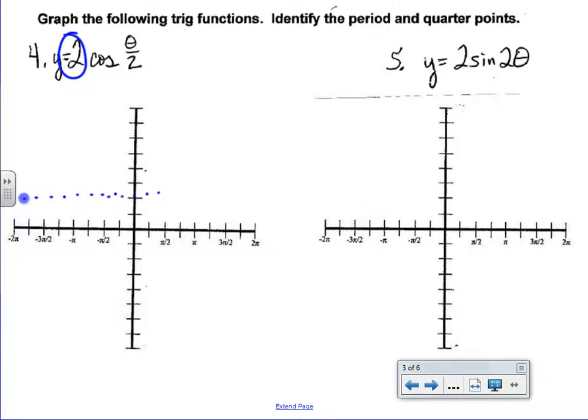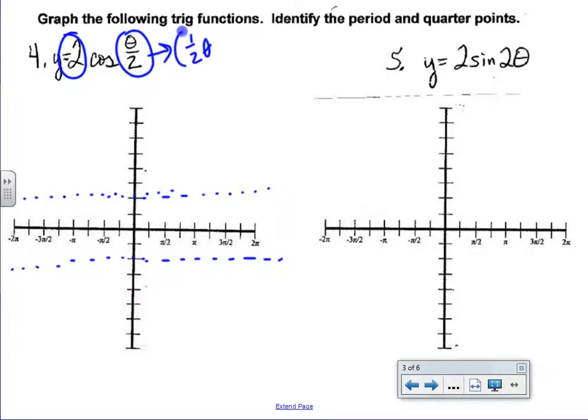And remember, if you're in charge of the axes, so if you want to label them something other than 1s, that's fine. Oh goodness, it's getting worse. Okay, pretend that was straight. The other thing I need to calculate is the period, because it's changed, because we have a theta over 2.